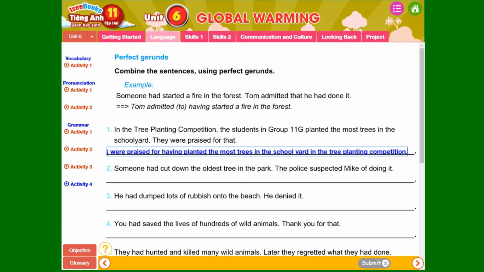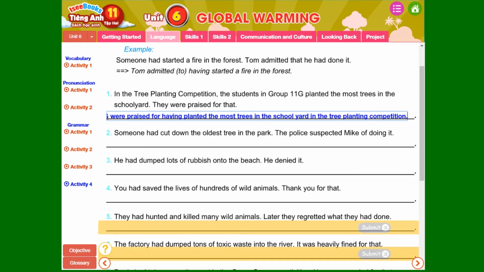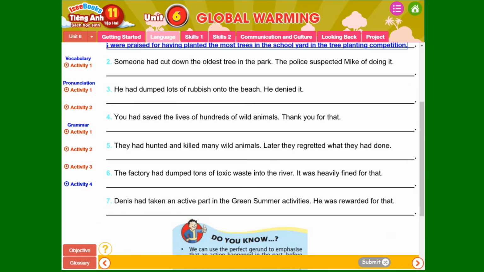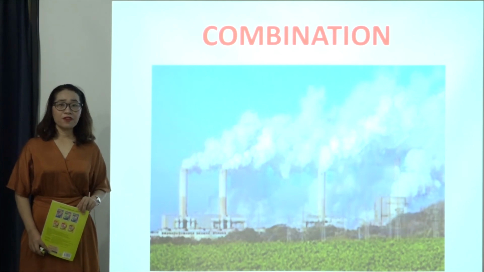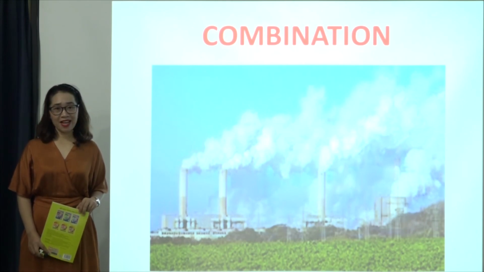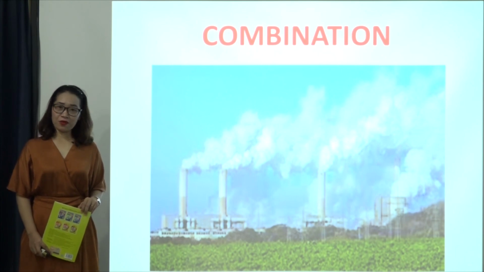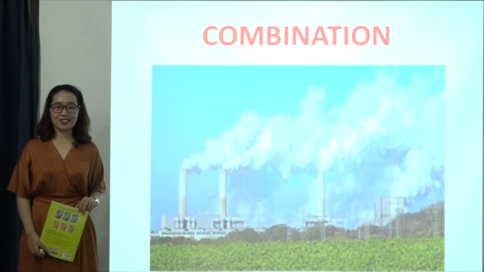And we continue. Do the exercise from 2 to 7 and press on submit button to check your answers. We've just finished Language of Unit 6, Global Warming. At home, learn by heart vocabulary. Review all information of language and prepare the next lesson, reading. And in the reading, we'll study Global Warming Is Real. Don't forget to access to do the exercise again. Goodbye.